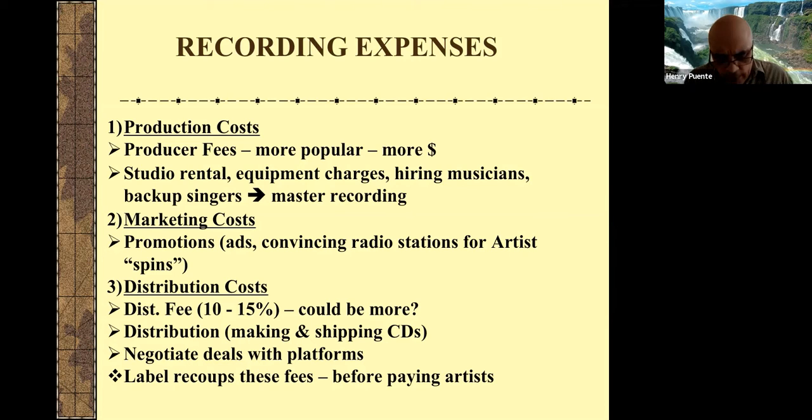And whatever extra besides the production cost, because the producer is a gigantic fee, you then have to find a suitable recording studio, whether it's in Austin, Los Angeles, New York, Nashville, wherever you're going to record, you've got to rent that studio out. Whatever equipment that you need, you've got to rent that out as well. Sometimes it's included with the studio rental, but not always. You may have to hire musicians, background musicians, background singers. All of that goes into the cost of producing a master recording, right?